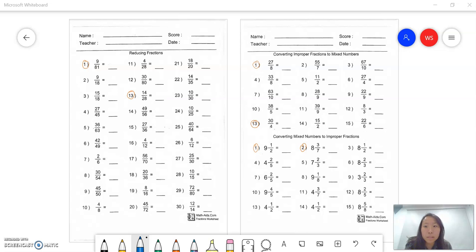Good day, everyone. In this video, we will revise our knowledge on reducing fractions, converting improper fractions to mixed numbers, as well as converting mixed numbers to improper fractions. So before we begin this video, be sure that you have located these two pages in your booklet. Okay, let's just start off with firstly reducing fractions.